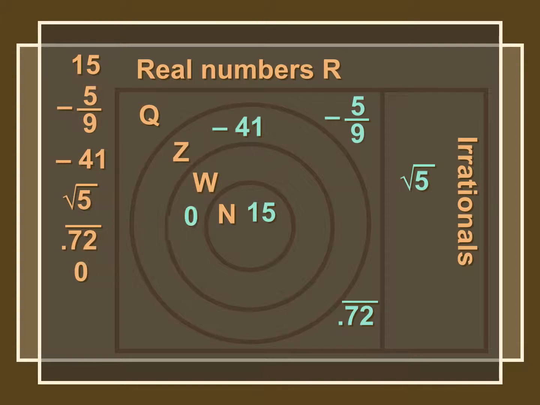Then we have 0, which is a whole number. 0 is not a natural number, so the innermost it can go is a whole number. And then the square root of 16 is a perfect square. It's actually the number 4, which is a natural number. And then last one, pi. Pi is an irrational number because it has a decimal that goes on forever but doesn't repeat.